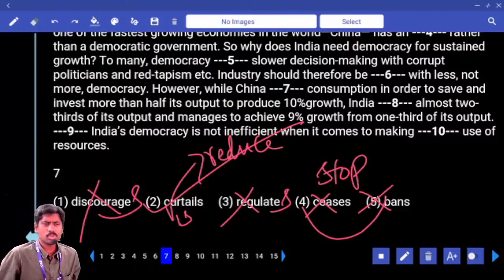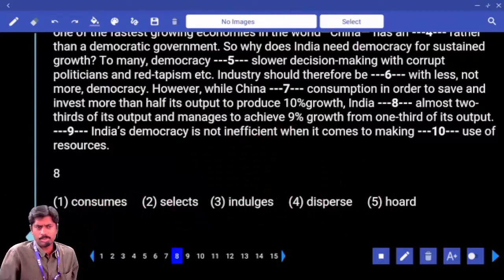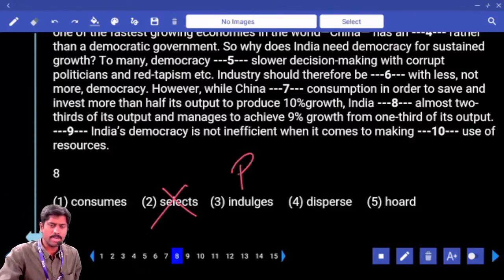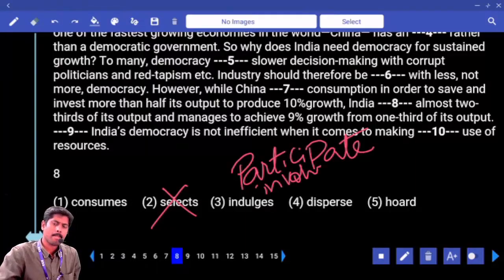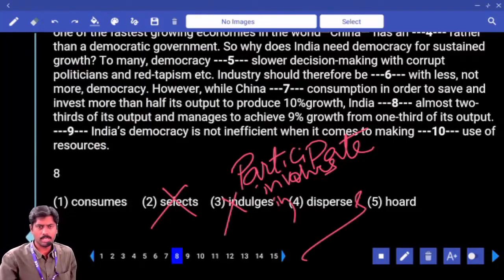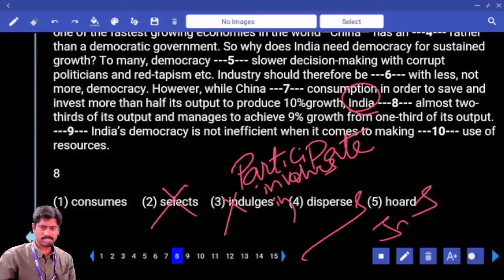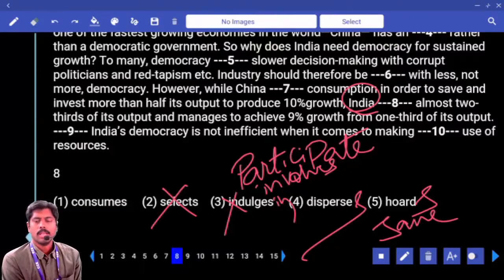India dash almost 2/3 of its output. India consumes output, okay. Indulge means participate, or involve. Indulge in, but in is not given. Disperse, grammatically wrong. Disperse should be there because India is a singular noun. Hoards, hoard is nothing but save. Answer is one.